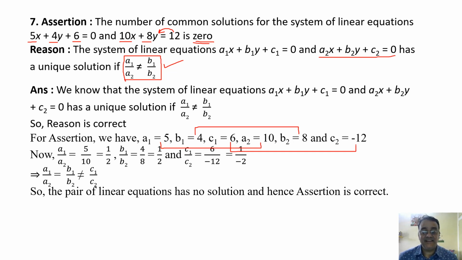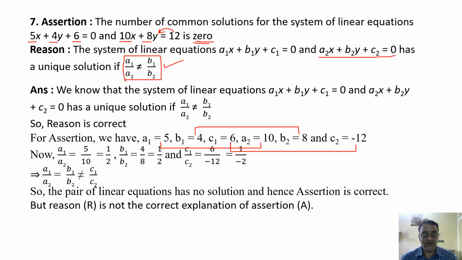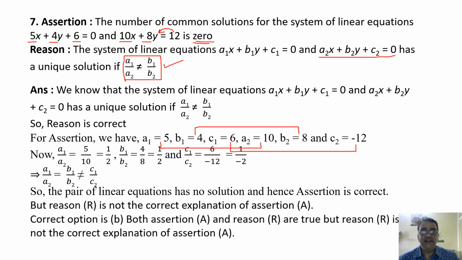But whether reason explains assertion? No, sir. So option B was the correct answer. Reason is not the correct explanation of assertion. So option B, that is both assertion and reason are true, but reason is not the correct explanation of assertion. So this is question number 7.